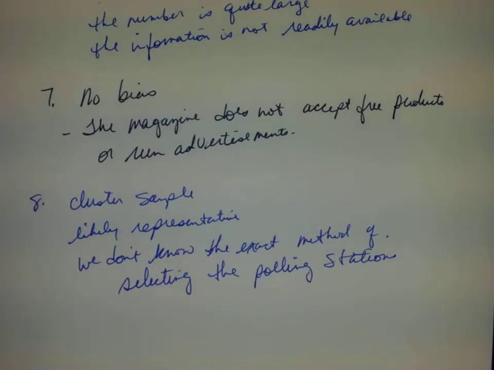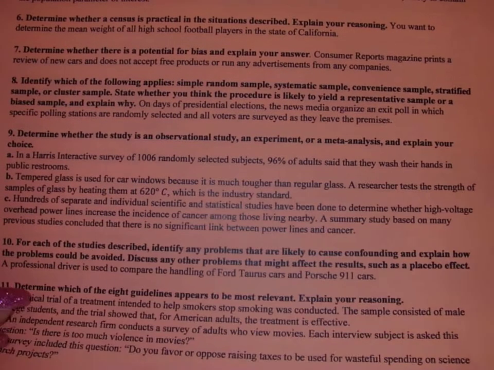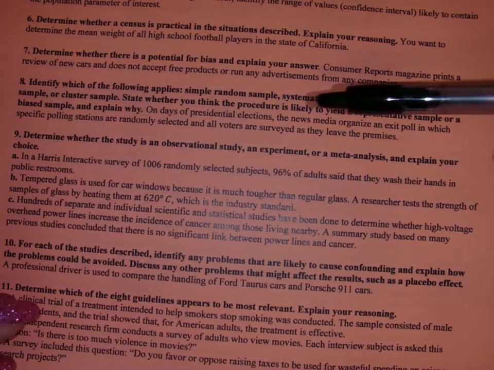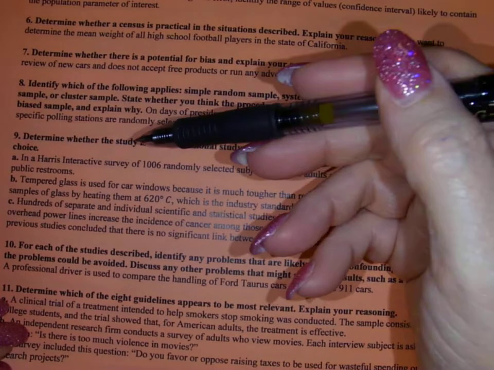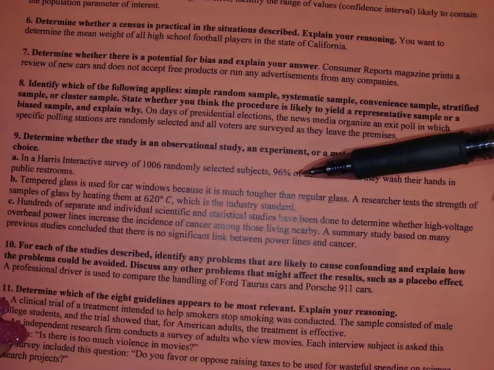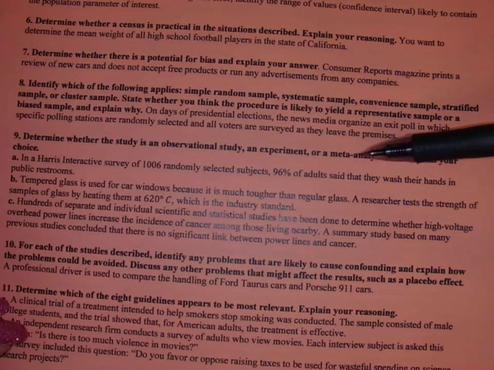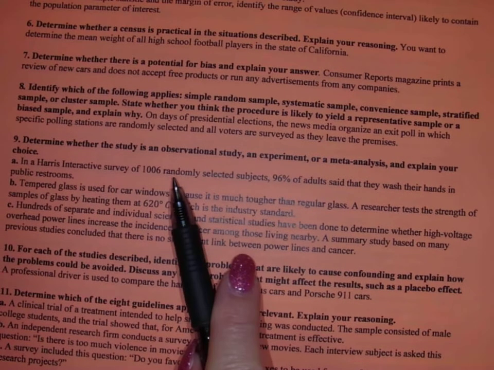All right, let's go on to number 9. So number 9, we're determining whether the study is an observational study or an experiment or a meta-analysis. We've got to explain our choice. So in a Harris Interactive Survey of 1,006 randomly selected subjects, 96% of adults said they wash their hands in public restrooms. All right, so what is this one?